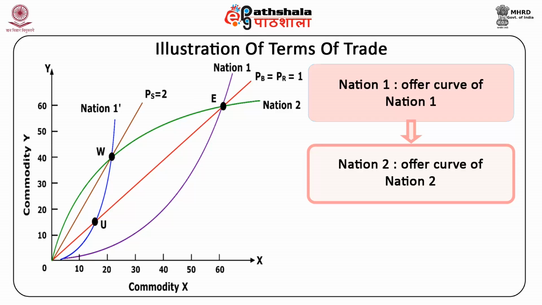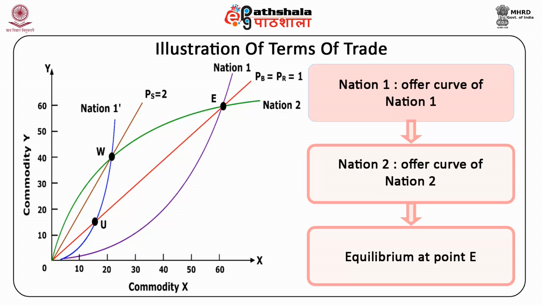When the terms of trade are evenly distributed between the trade partners, the equilibrium is established at point E, where the relative price of commodity X is equal to that of commodity Y. E, the equilibrium point, determines the terms of trade where the two offer curves intersect. At point E, 60 units of commodity X are exchanged for 60 units of commodity Y.